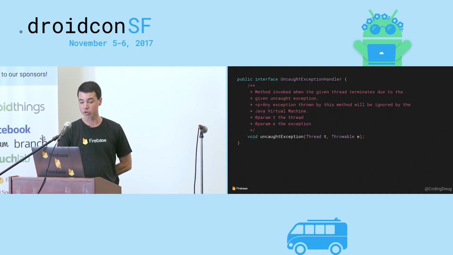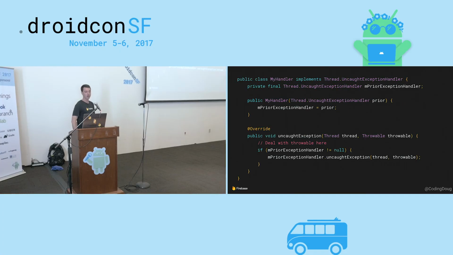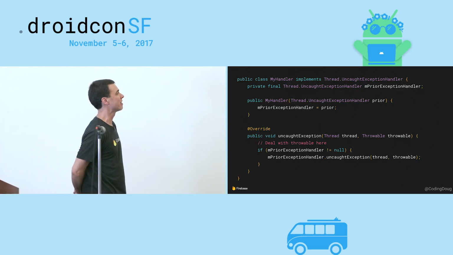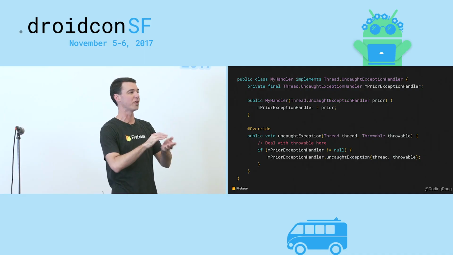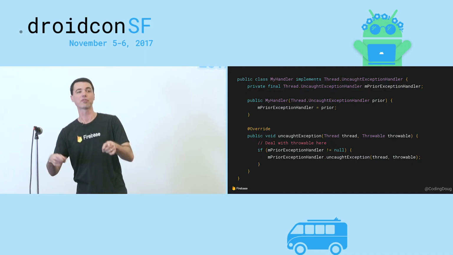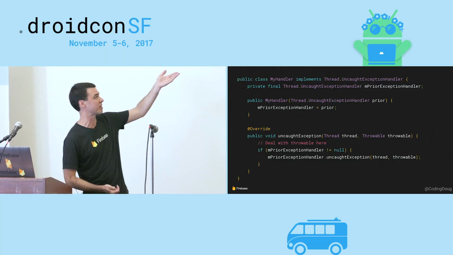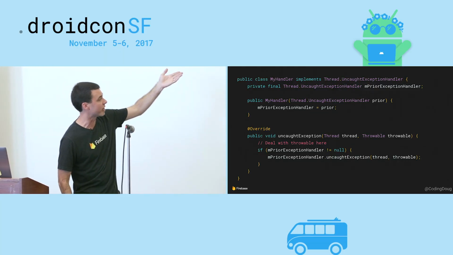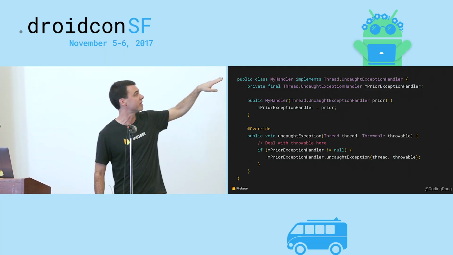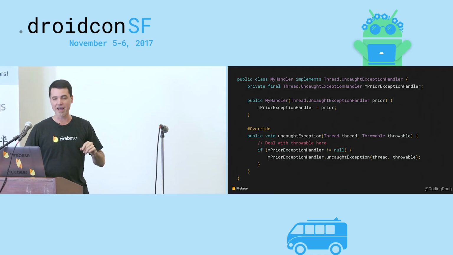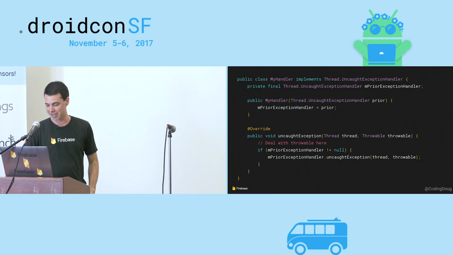So if you want to create your own uncaught exception handler, all you do is subclass it and do the right thing in there. This illustrates what the right thing is. The right thing for any uncaught exception handler is to call through to the prior exception handler. You can see here, this one is taking an uncaught exception handler in its constructor, remembering it, and then calling through to it after it's done handling. Interesting fact, if you don't do this, there are problems, and I'll illustrate what that is later.